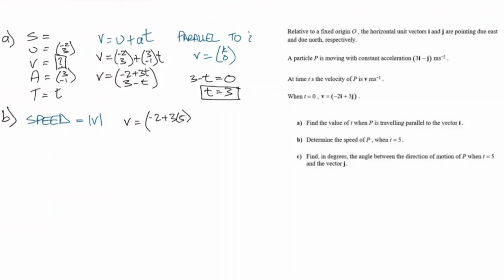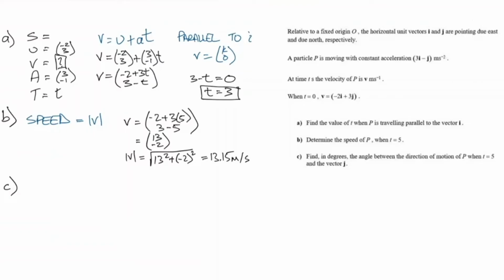Let's find the velocity. We're just going to substitute our 5 into the expression we found earlier. That gives us a velocity of 13, negative 2. And to find its magnitude, to find the modulus, we're going to apply Pythagoras. 13 squared plus 2 squared. That gives us 13.15 meters per second. The speed of that particle when time equaled 5, 13.15 meters per second.